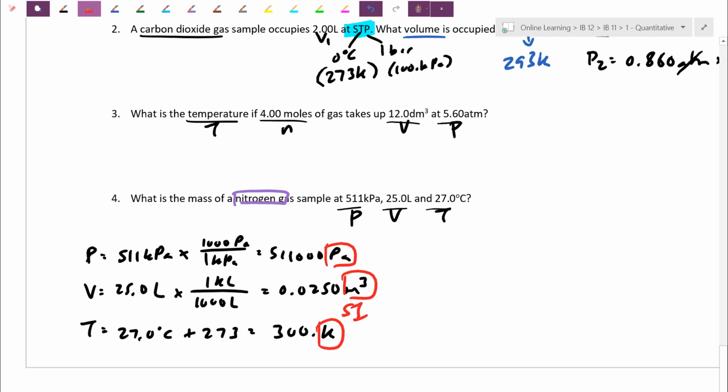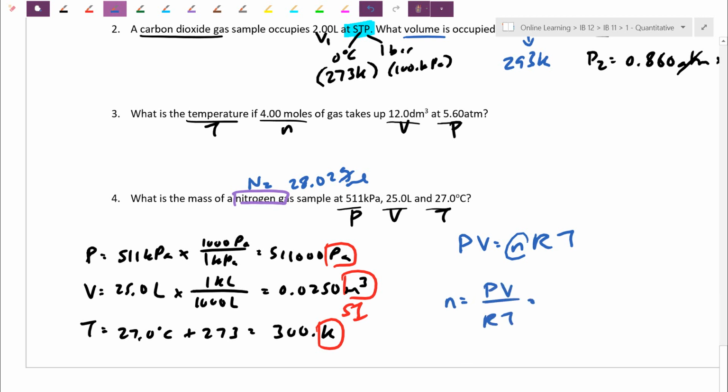And now what we're ready to do is we can actually try to use this formula. PV is equal to nRT. I have P, V and T. That means I'm going to be looking for n. How many moles of particles do I have? And given that this is nitrogen gas, this is N2, the molar mass is 28.02 grams per mole. If I know the moles, I can just multiply by 28.02. So let me just rearrange this for you here. The n is equal to PV over RT. I did the hard part already, just making sure the units are correct.